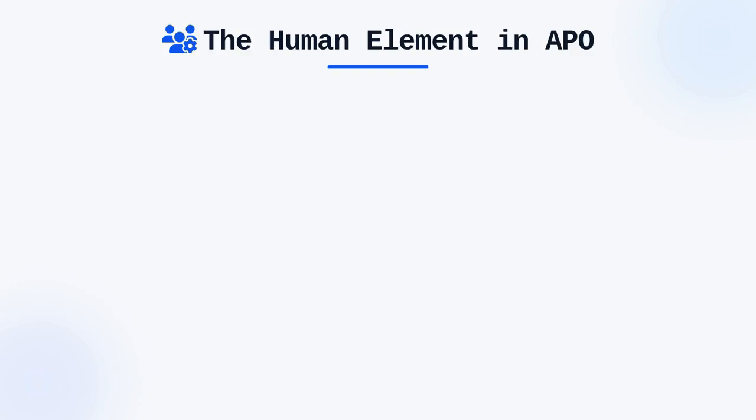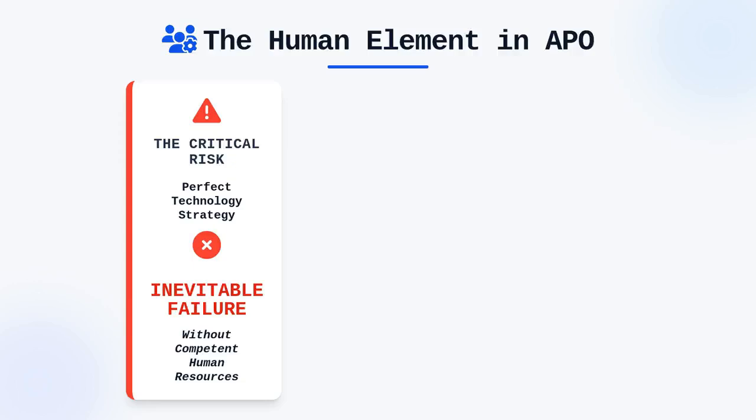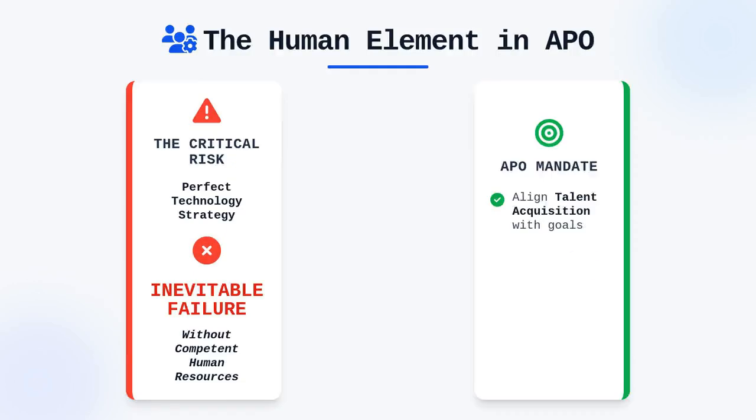Finally, we must consider the human elements, such as human resources and relationship management within the context of these objectives. An enterprise could have the best technology strategy in the world, but if the people implementing it lack the necessary competencies, the plan will inevitably fail. APO mandates that we align our talent acquisition and training programs with the goals set out in our architectural and strategic plans. We need people who understand both the business requirements and the technological possibilities.